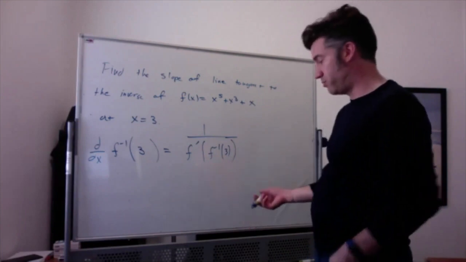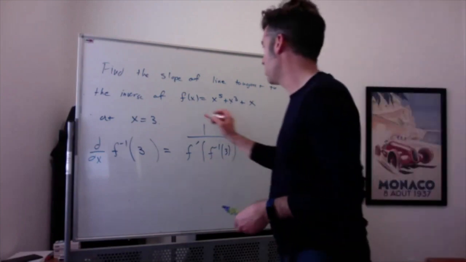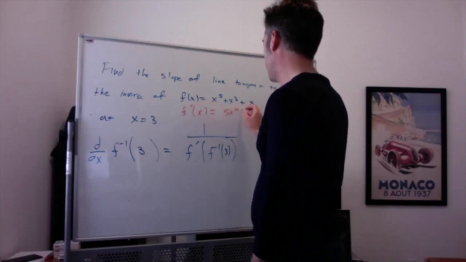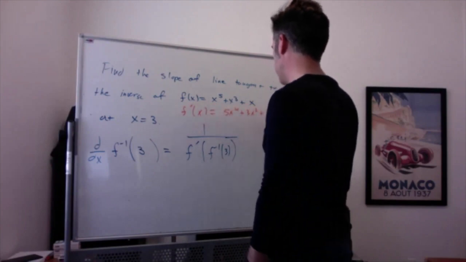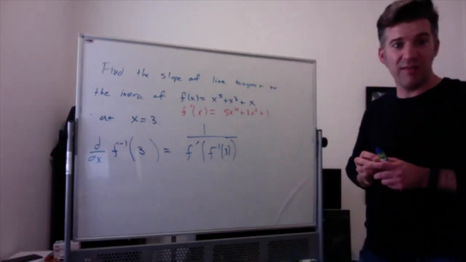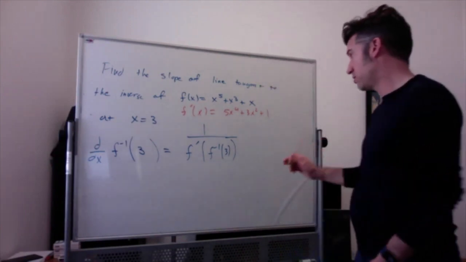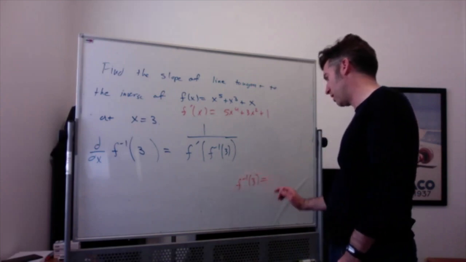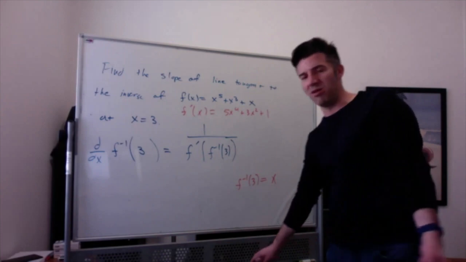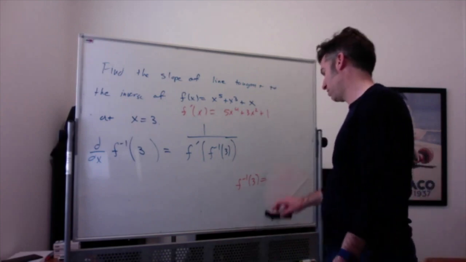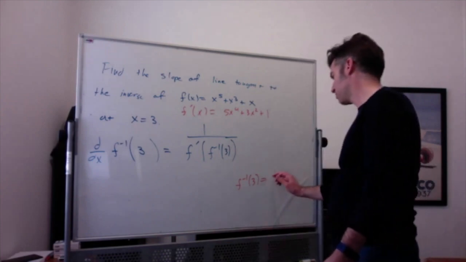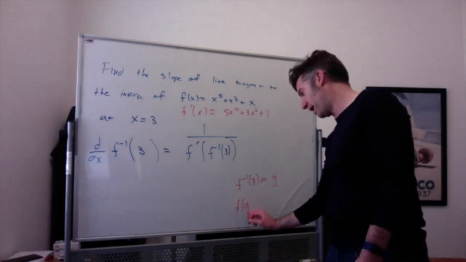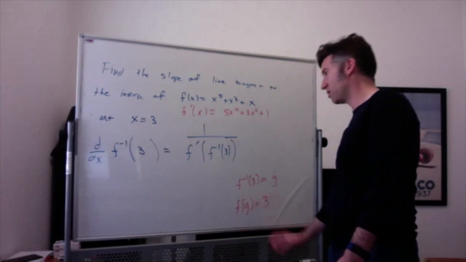So, f prime is not a big deal, right? We know how to take the derivative here. f prime of x is equal to 5x to the fourth plus 3x squared plus 1. The harder part here is, what's f inverse of 3? If I'm trying to find f inverse of 3 equal to x, I should really call it y. That doesn't matter. That's the same as saying f of y should equal 3.